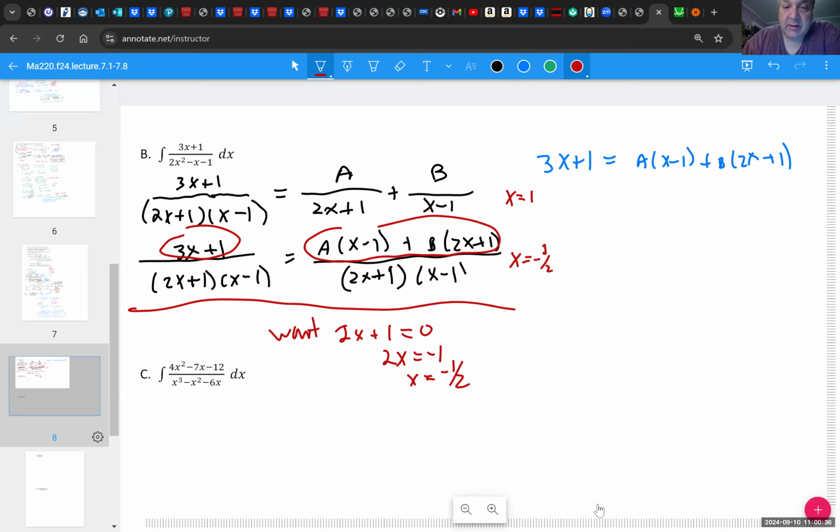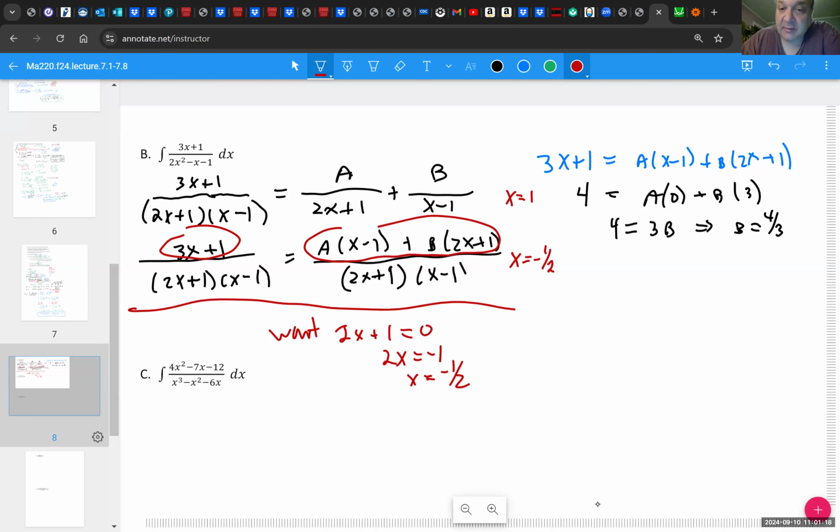All right, so for x equals 1, I get 3 times 1 plus 1, which is 4, a times 0, and b times 2 times 1 plus 1, which is 3, which gives me 4 is equal to 3b. And that gives me b is 4/3. And then for the second calculation, I get negative 1/2. I can't read my own handwriting, so let me try that again.